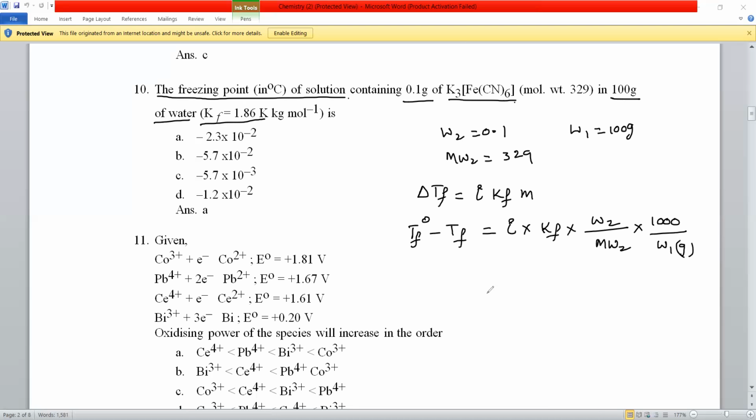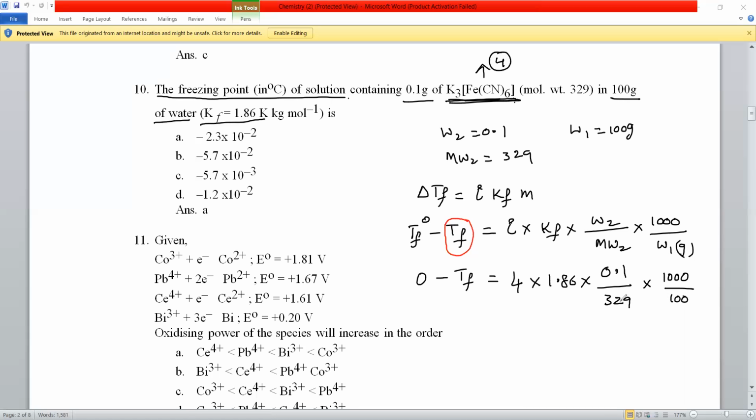This is the formula. They're asking for Tf of the solution. Since we know very well, T naught f for water, the freezing point of water, is 0. So 0 minus Tf equals i factor times Kf times W2 divided by MWT, times 1000 divided by W1. How many ions can this compound produce? It can produce 4 ions, so the i factor should be 4. Kf they have given as 1.86, W2 as 0.1, MWT is 329, and W1 they have given as 100.